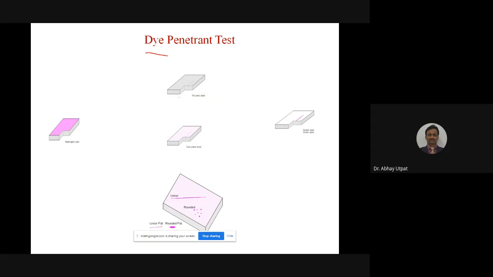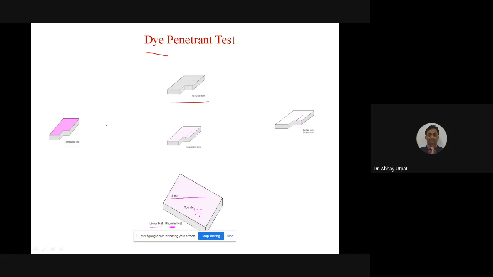Same steps are there. This is your part. Step number 1, clean the part. Now cleaning is carried out with the help of cloth, but many times there are oil particles and dust, so some chemical cleaner is required, and then that chemical cleaner is applied and the part is made clean. Then apply the color. In this way, color is applied. If there is any crack, this red color will go inside the crack.